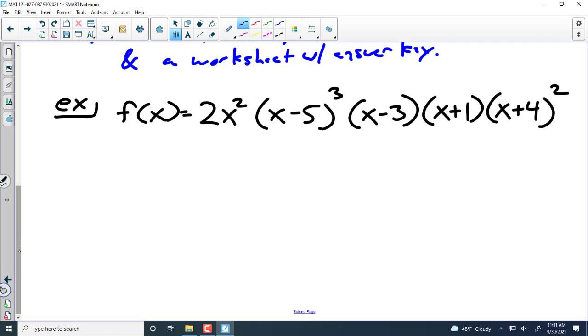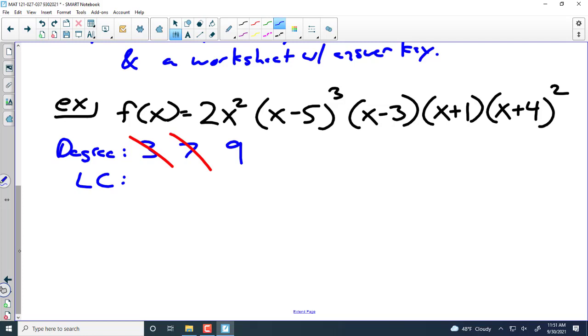I guess the first thing I should do is identify my degree. Plenty of ways to mess it up. You want to add up the powers, and don't forget the invisible 1. So don't write 3, even though that's the highest power. That's not what we're looking for right now. Don't write 7, because even though 2 plus 3 plus 2 is 7, that's not all of them. 9. Very good.